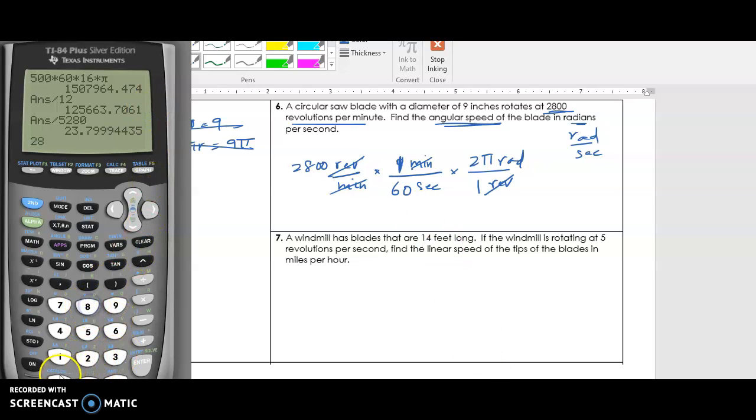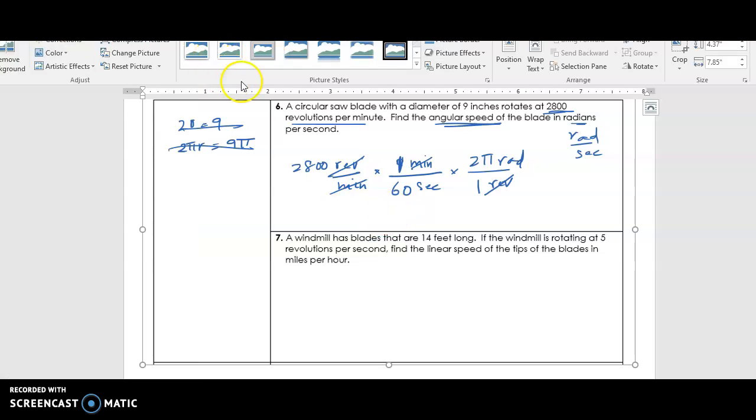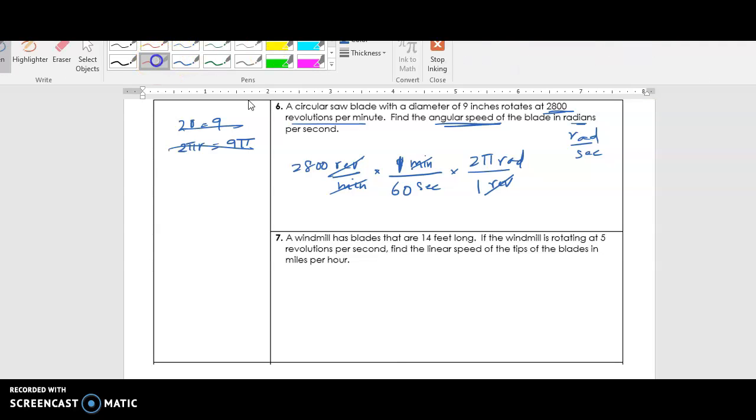2800 times 2 times pi divided by 60. There is only 1 division, luckily. So that is 293.22 radians per second. Okay, that's how you do it.